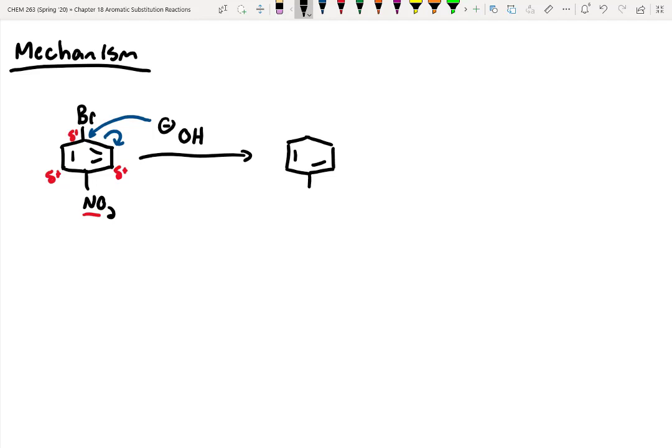Okay, so we're almost there. We've got this nitro group, we've got our alcohol, we've got our bromine, and we've got a negative charge right there. The reason that this is favorable is this negative charge can be delocalized via resonance. In particular, I'm going to show this nitro group with all of its bonds. We've got this nitro group that's very strongly electron withdrawing, so it can take this negative charge.